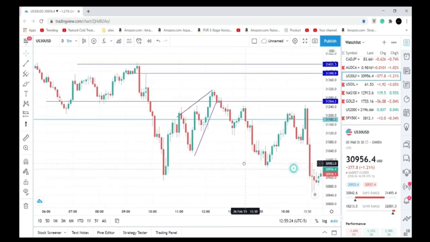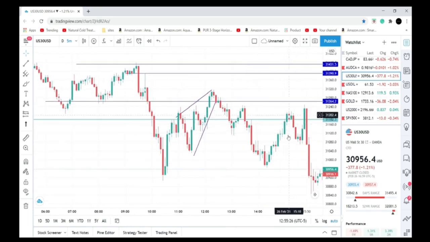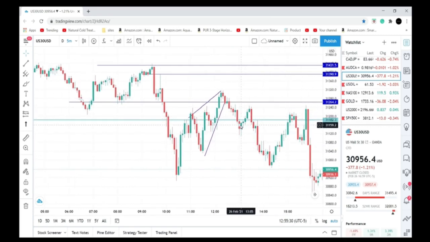And that's about it. I mean, this is late in the day, even though it reacted nicely off these levels, but still it's late in the day, right? So just giving you guys a quick view on how I would trade these levels when price would get to these levels. So let's go to another example.